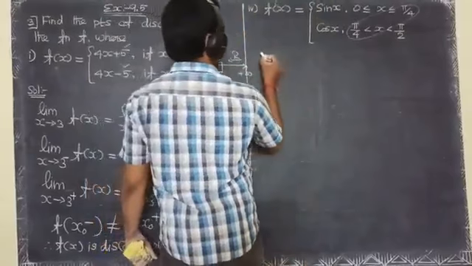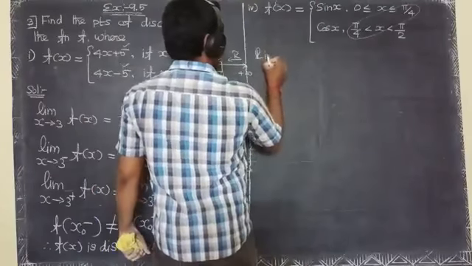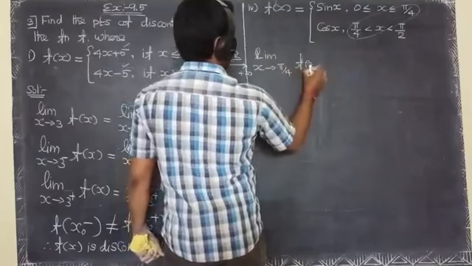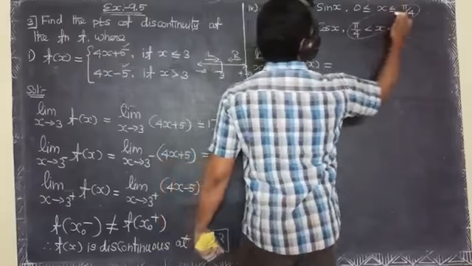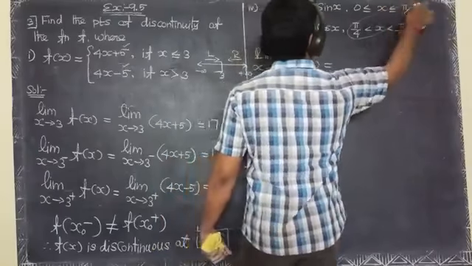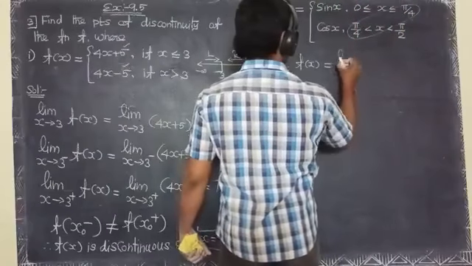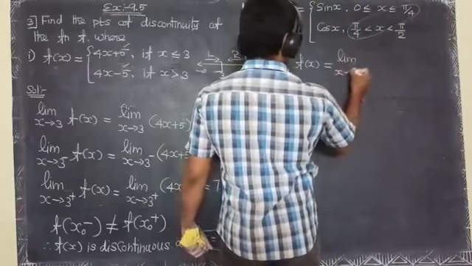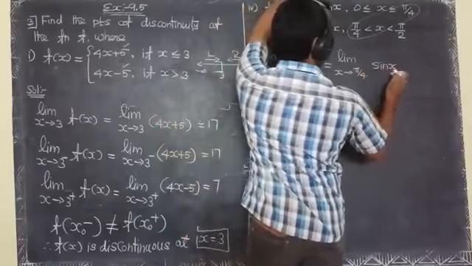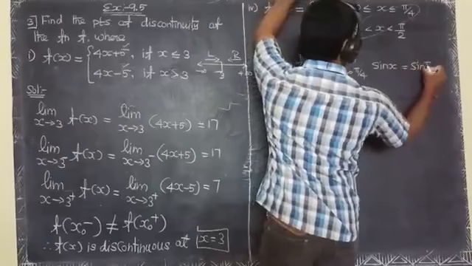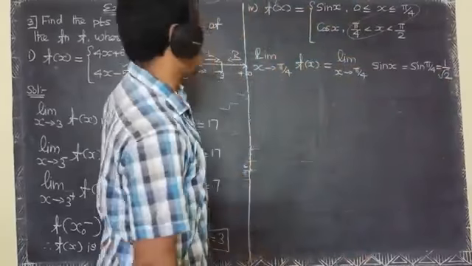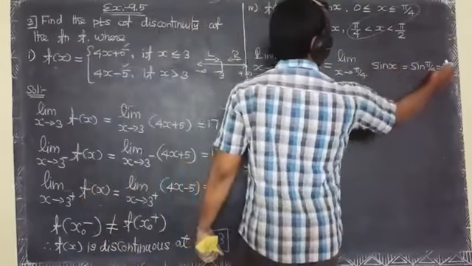Here limit x approaches pi by 4 of f of x. Here less than or equal to means x in particular reaches pi by 4. We take the function sin x. That is limit x approaches pi by 4 of f of x is sin x. Replace x equal to pi by 4, sin pi by 4. The value of sin pi by 4 is 1 divided by root 2. Therefore, the given function's limit exists.